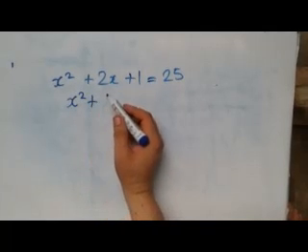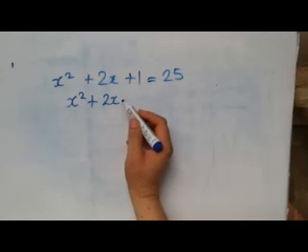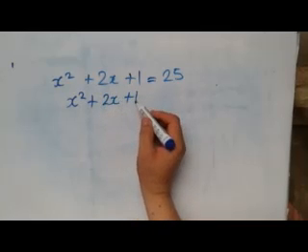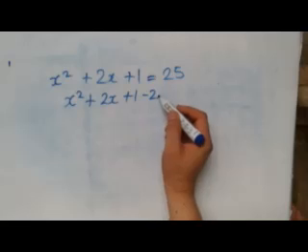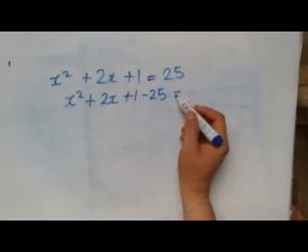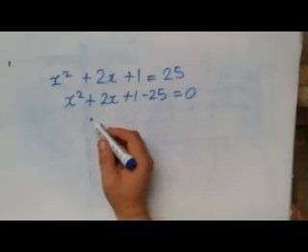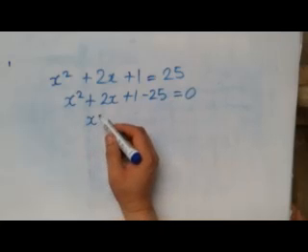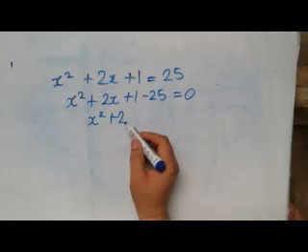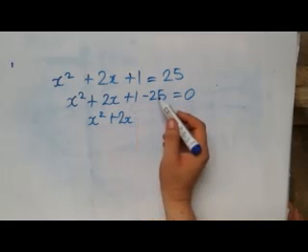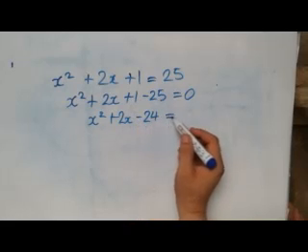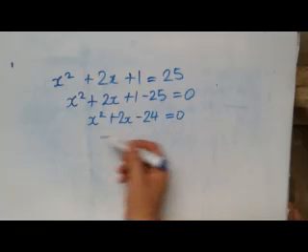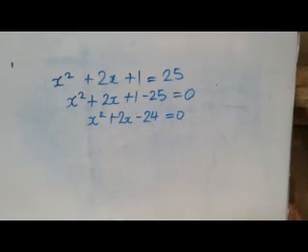So if you write down our x squared plus, write down our 2x plus 1, 25 will cross over to be minus 25 because it crossed the equality sign, equal to 0. So you have x squared plus 2x plus 1 minus 25, which will give us minus 24, equal to 0. So this has been the ones we are familiar with.